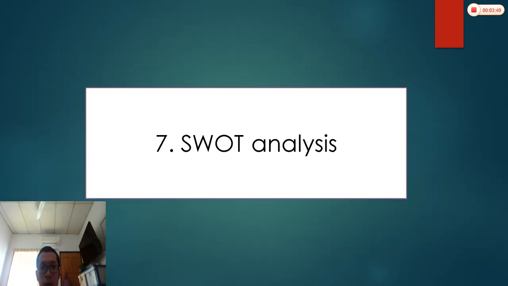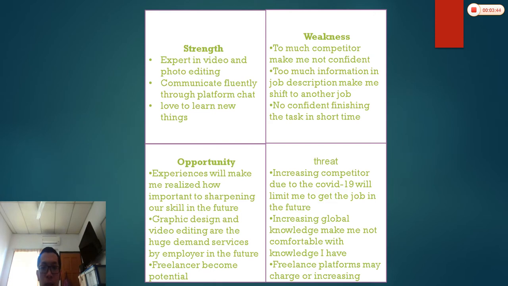Okay, now let's move to the SWOT analysis. Here is my SWOT analysis. The first one is strength. Okay, I am actually an expert in video and photo editing. As you can see, I specialize in photo and video editing in the platform where I enter the contest entries.